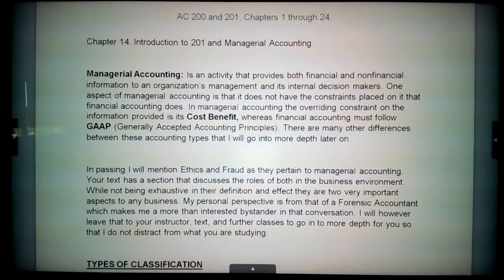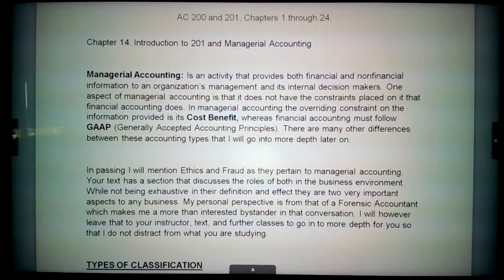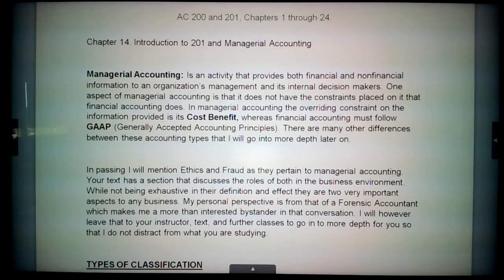So first of all, managerial accounting is an activity that provides both financial and non-financial information to an organization's management and its internal decision makers. This is the biggest contrast it has to financial accounting. Financial accounting is primarily for external users, for people outside of the company: its investors, the people who give it loans, buy its stock, things like that. Whereas managerial accounting is more for your internal users. It's for your CEOs and CFOs and upper management and middle management, so they can see what the company's doing and make decisions based on that information.